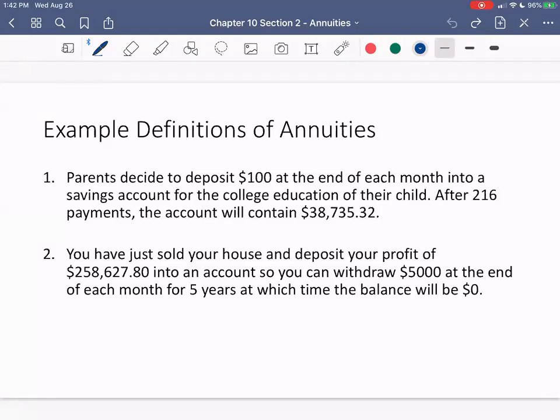So this is now your other one, a present value of a decreasing annuity. The present value is $258,627.80, but then the rent is being paid to you. You're withdrawing the rent, which is the $5,000. You get that every month for 5 years.